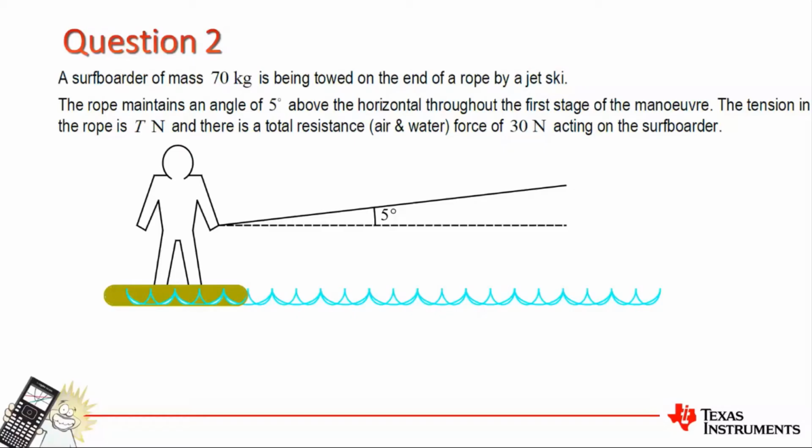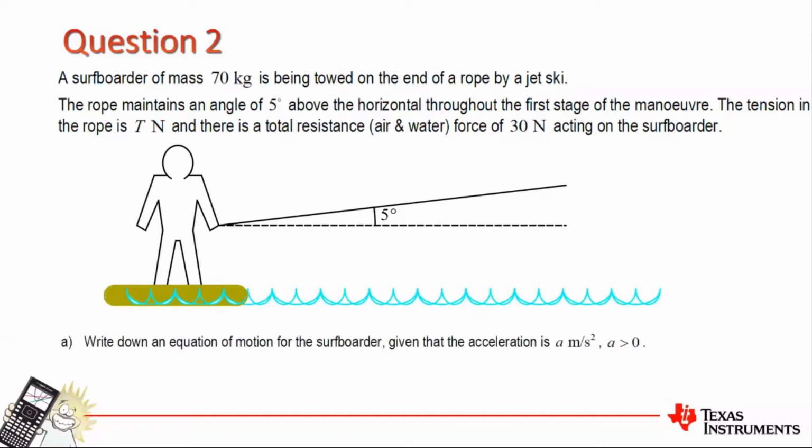So getting back to our question over here, we now need to look at what parts of the question are required. The first part of the question says this: write down an equation of motion for the surfboarder, given that the acceleration is a meters per second squared.